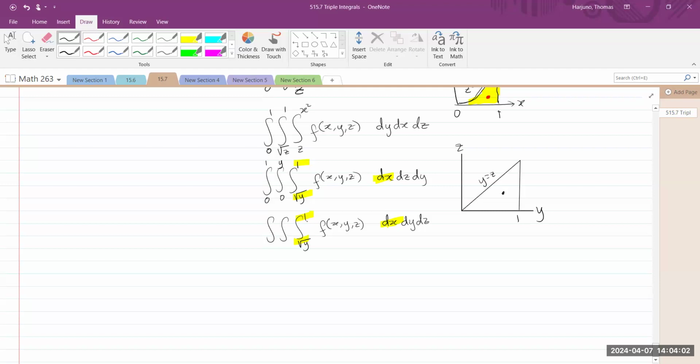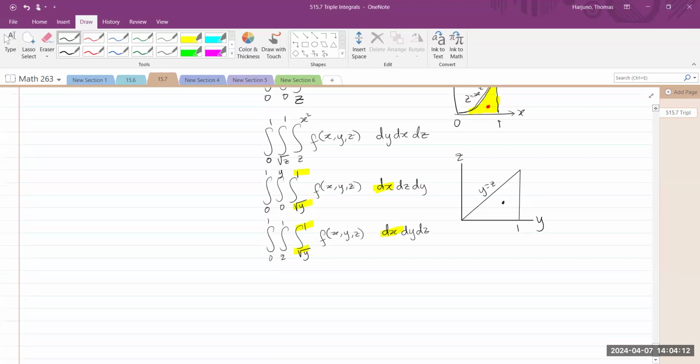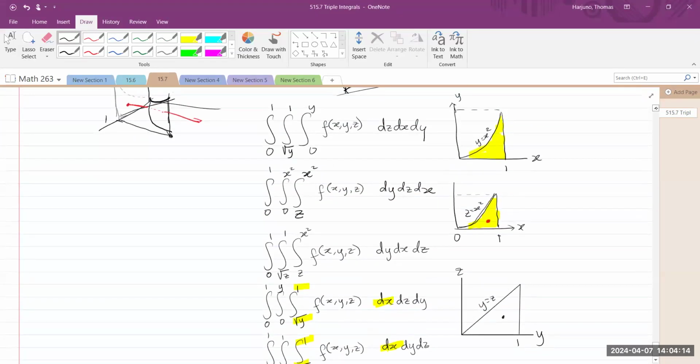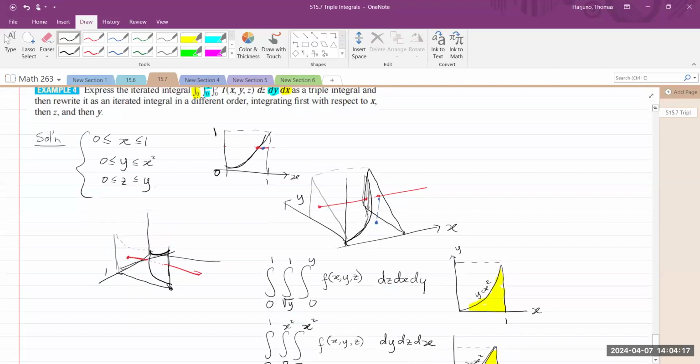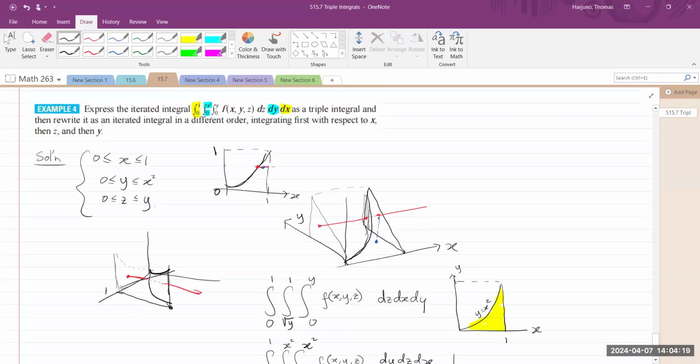Now, the z will be from 0 to 1, and the y will be from z to 1. So that's the 6 different orders of integration. I only made 5, but they give us the first one. Using that one order of integration, can you reorder the integrations into the other 5?